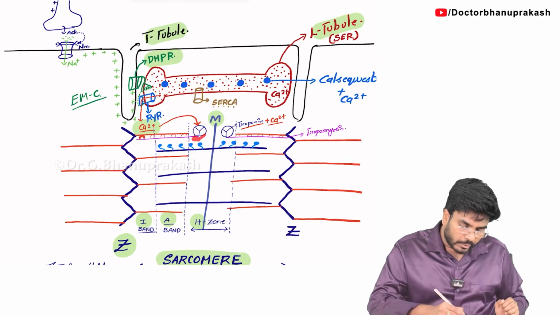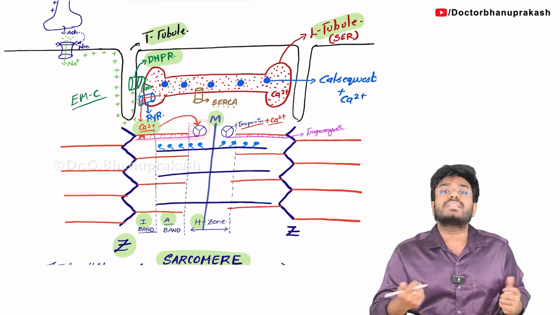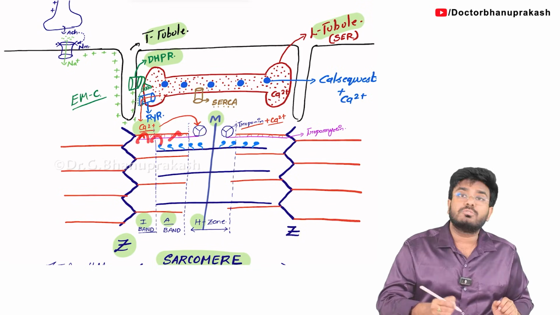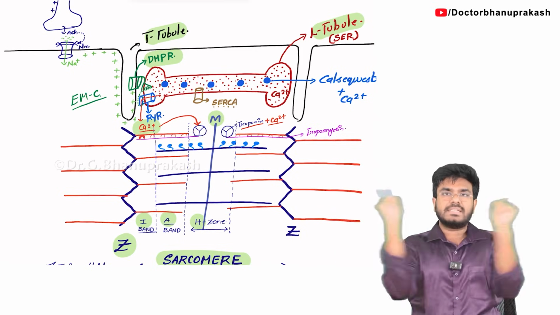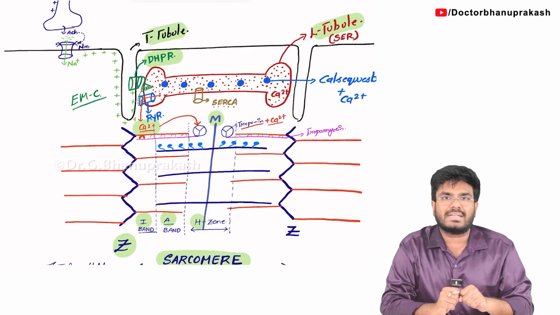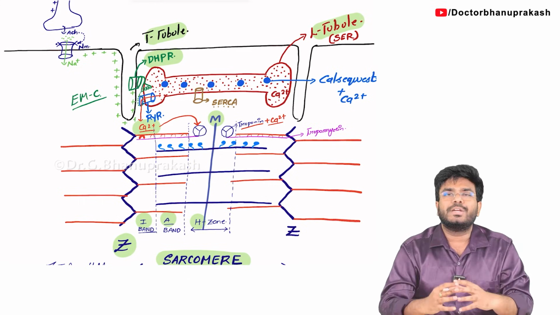Troponin. Troponin, what will it do? Troponin will remove the tropomyosin away, exposing the active sites. When the active sites are exposed, the myosin heads will go and bind with the active sites. With the help of ATP, they will pull the actin. They will pull the actin towards the center, leading to muscle contraction.